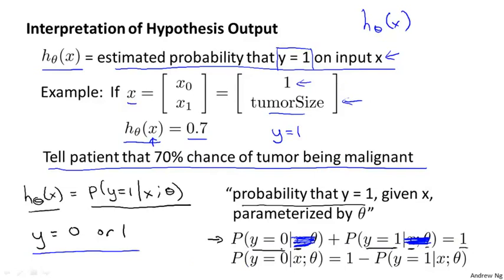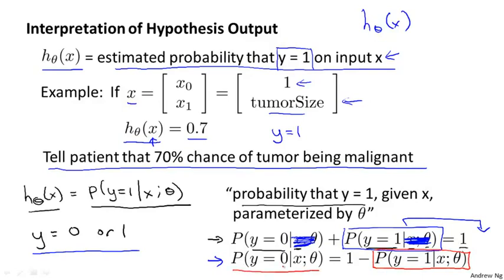And so the chance of y being equal to 0 plus the chance that y is 1, those two must add up to 1. And so if you just take this term and move it to the right-hand side, then you end up with this equation. It says probability of y equals 0 is 1 minus probability of y equals 1. And thus, if our hypothesis, if h of x gives us that term, you can therefore quite simply compute the estimated probability that y is equal to 0 as well.